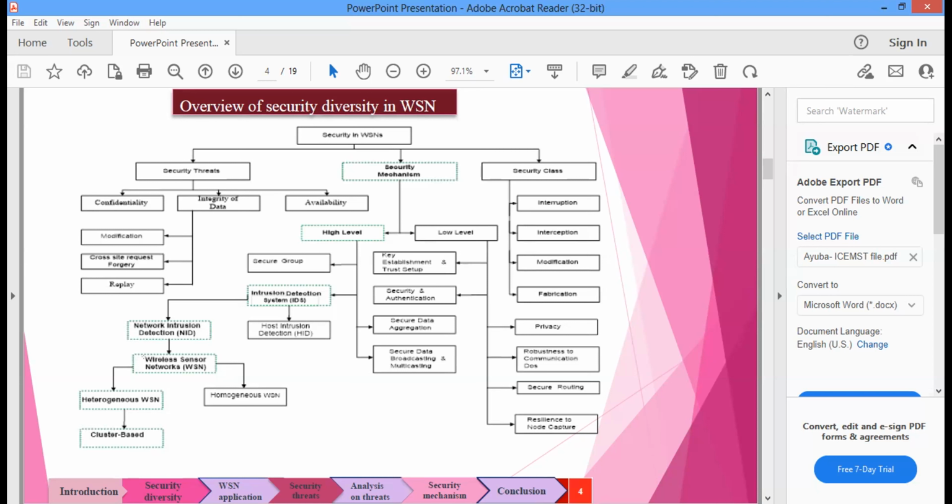Since we are considering wireless sensor networks here, wireless sensor networks are also divided into two major groups. One is the homogeneous wireless sensor network. In this case, all the sensor nodes on the network have the same function, that is the same property. Well, in the case of the heterogeneous wireless sensor network, they consist of different nodes with different functions, and we are considering cluster-based heterogeneous wireless sensor networks in this research.